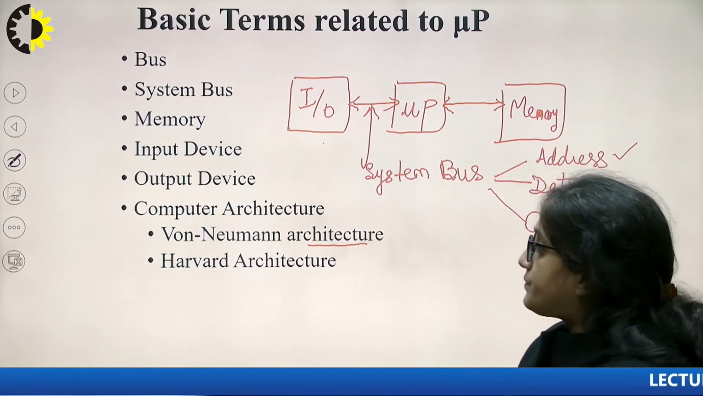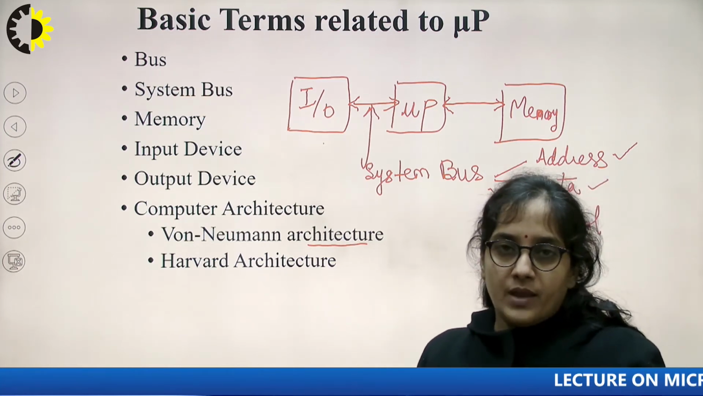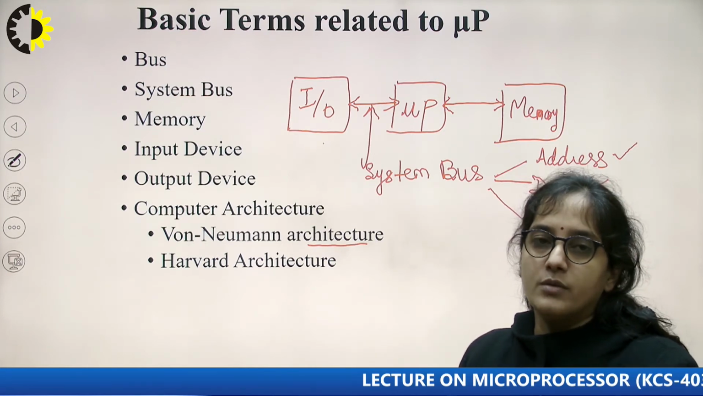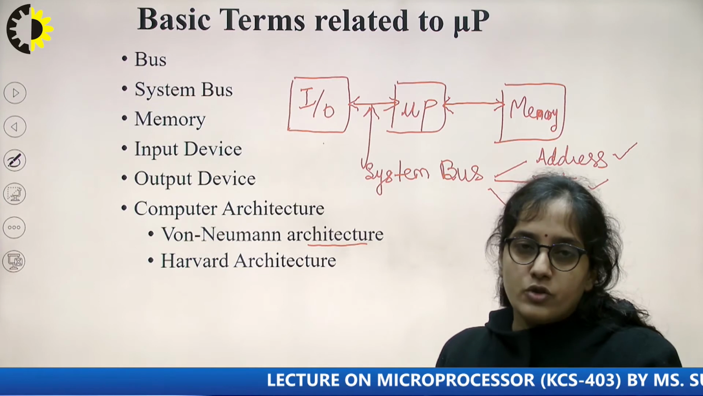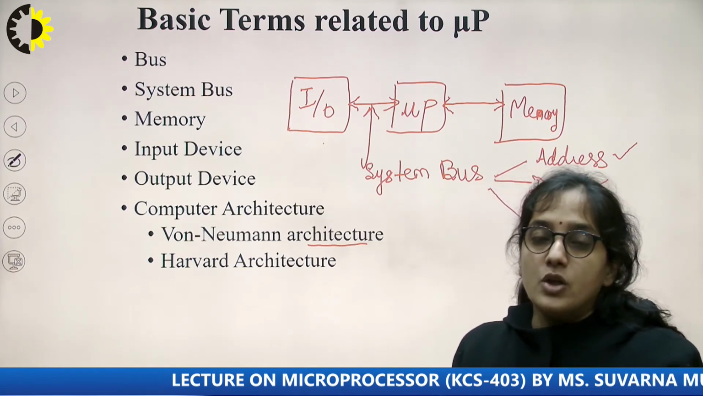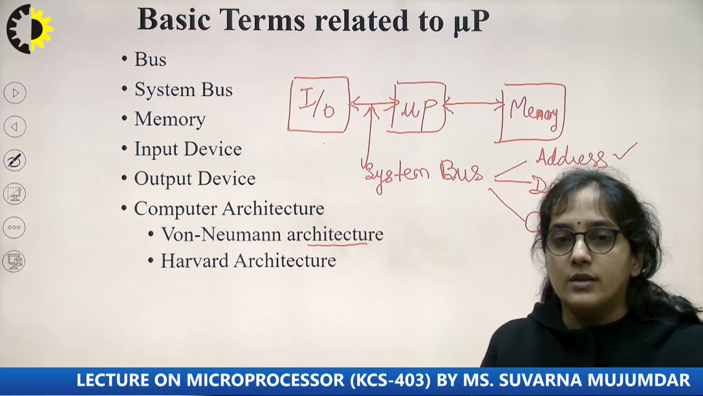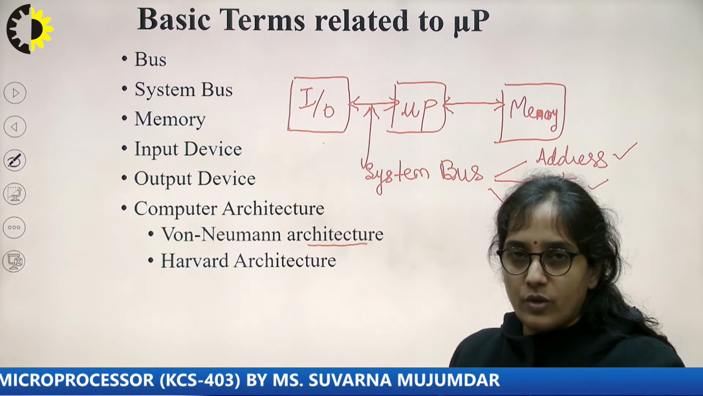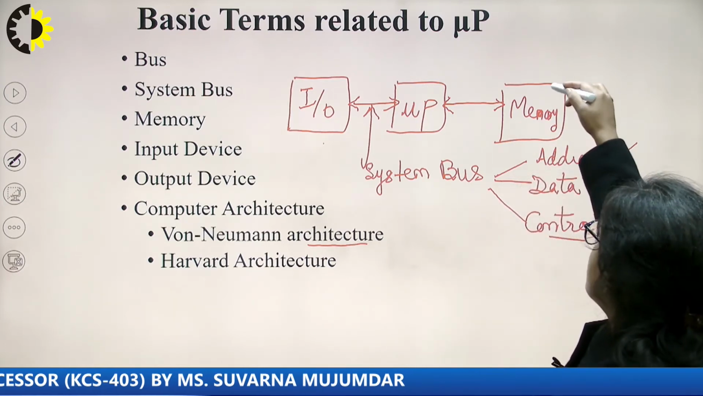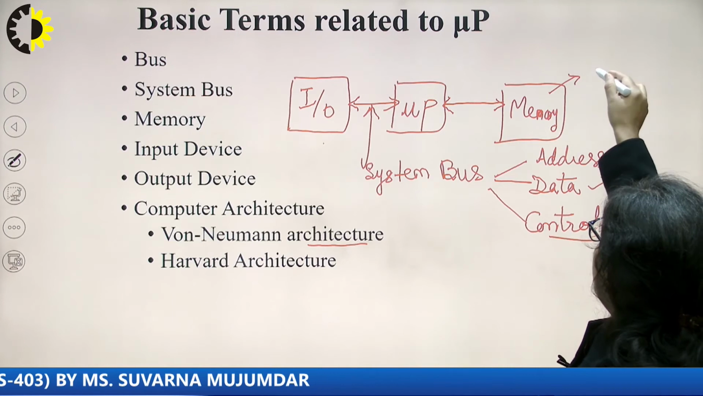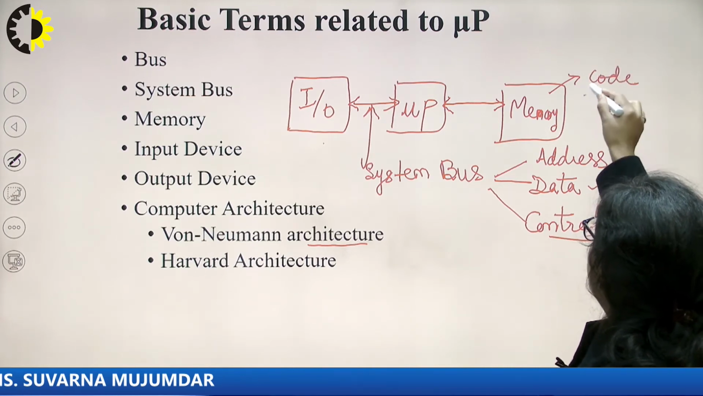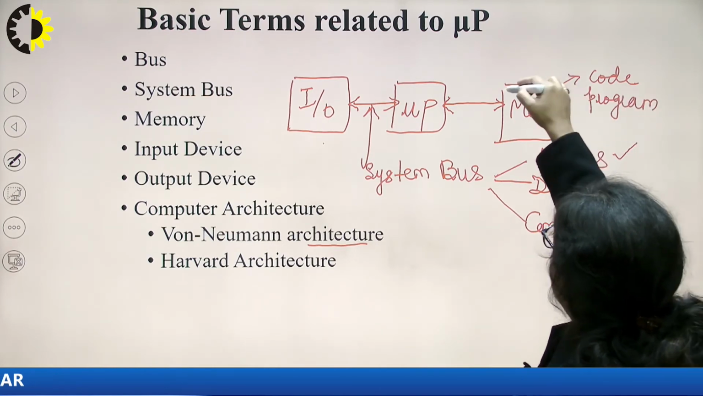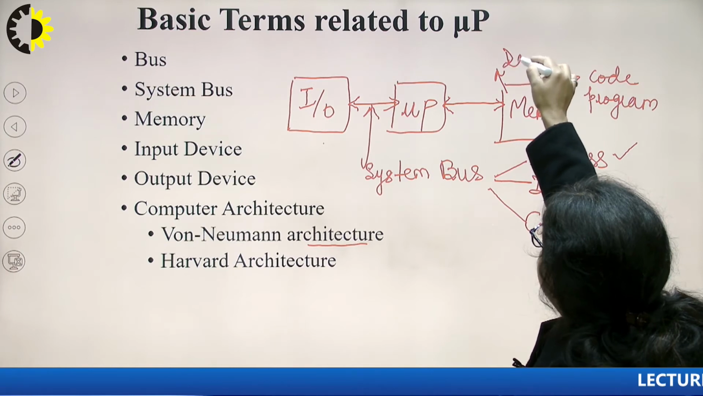Okay. So, in Von-Neumann architecture, when we want the microprocessor to perform some task, we have to give some instruction to the microprocessor. So, the program, or we can say the code, and the data on which the microprocessor has to perform that task, both are written in the same memory. We are using this memory for storage of code, that is the program, as well as to store the data.